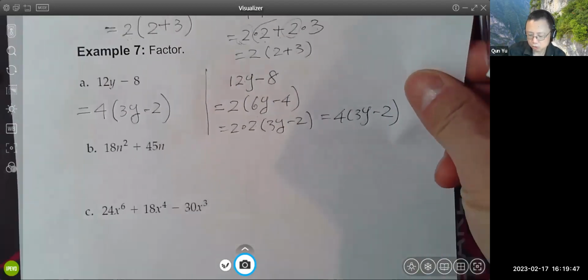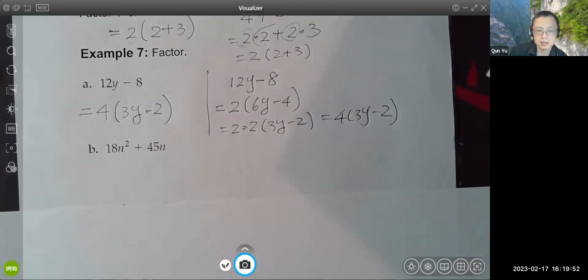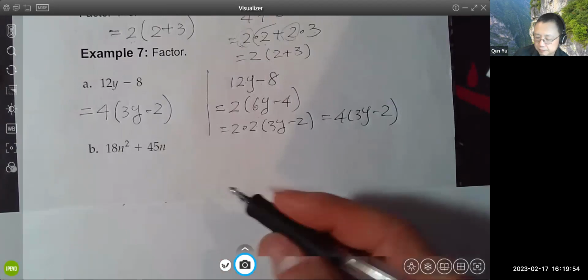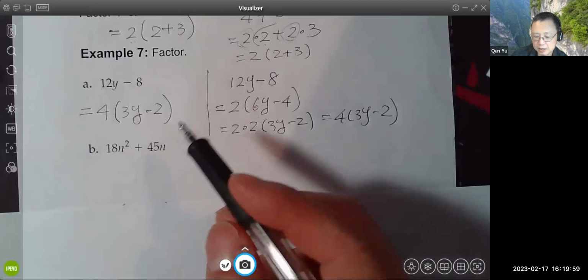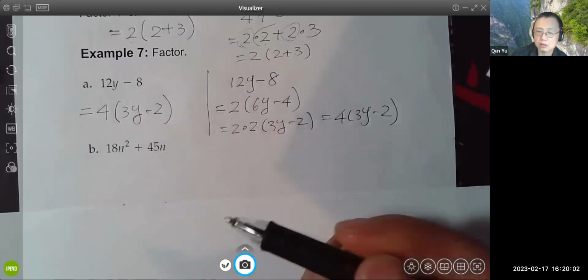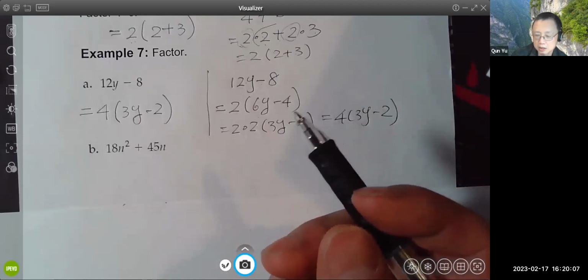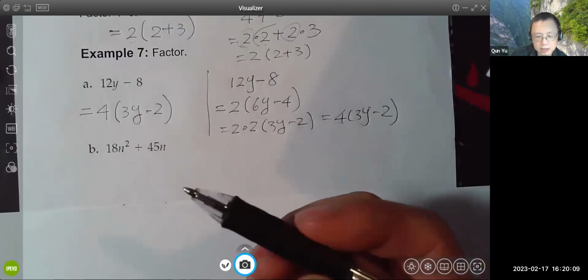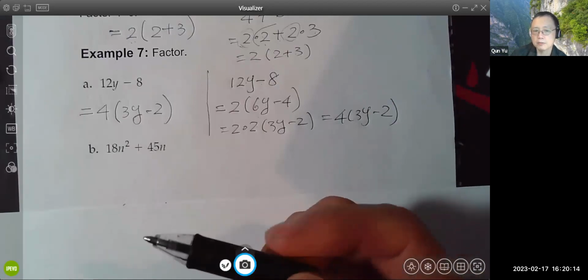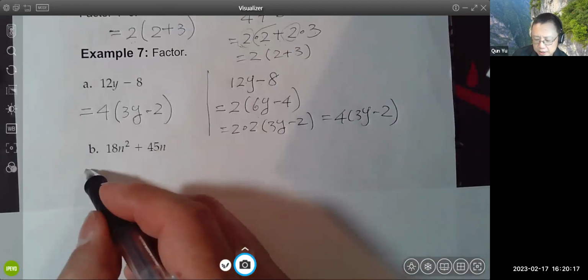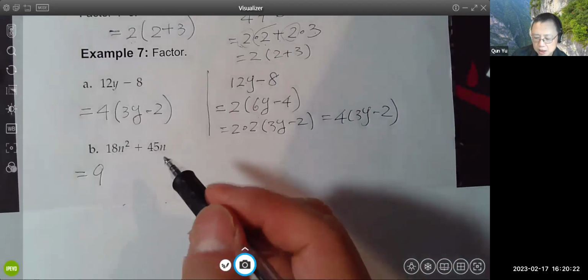And we have 2 more. So next one, B. Between 18 and 45, the greatest common factor is 9. And when it's getting bigger, you can use the factoring method we learned in the last video. You can either use prime factorization or you can use the box division method I introduced as the second method in the last video. And 9 is the greatest common factor between the two numbers.